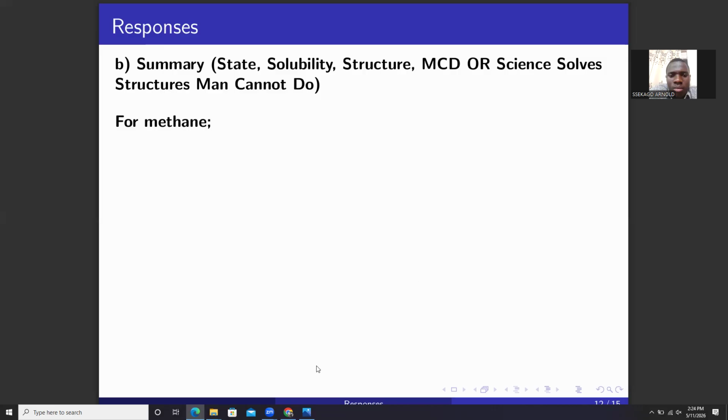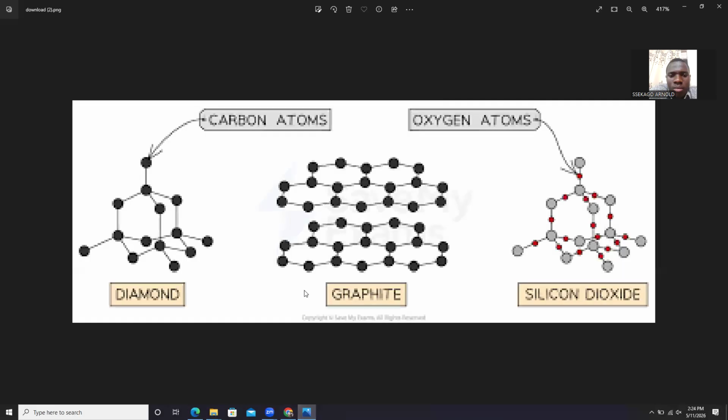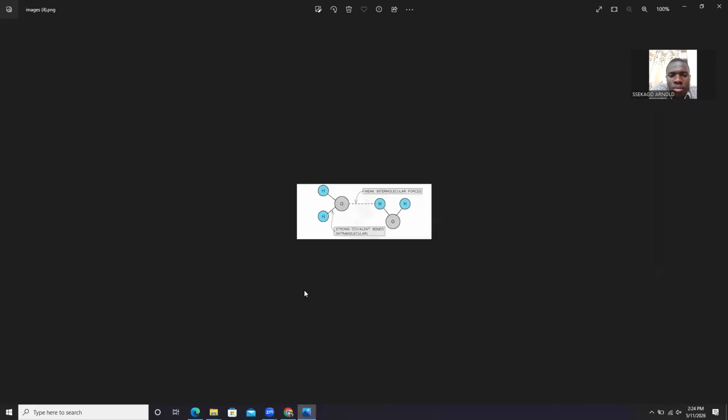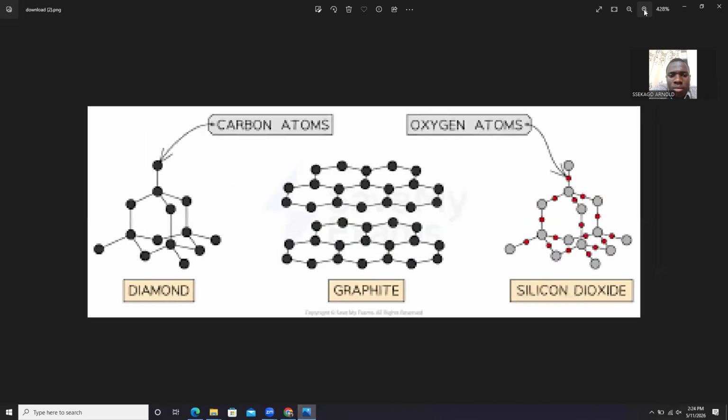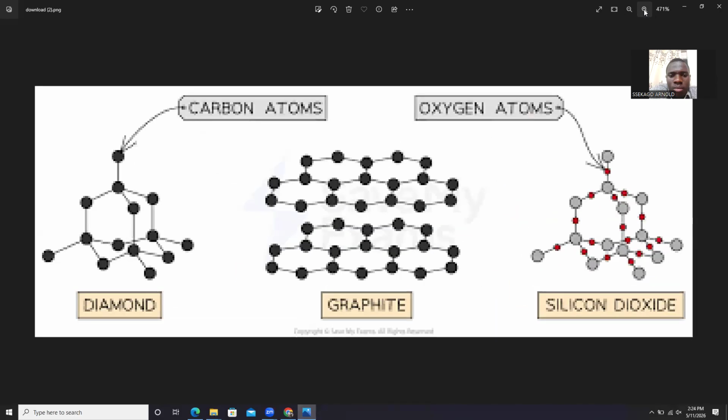A simple molecular structure looks like this one here, like water. Water is a covalent compound, but it does not have the structure of diamond, graphite, and silicon dioxide. Within the structure of diamond, graphite, and silicon dioxide, you have non-metals. You don't have a metal. That's why I'm calling those covalent compounds, and that type of structure is a giant covalent structure.